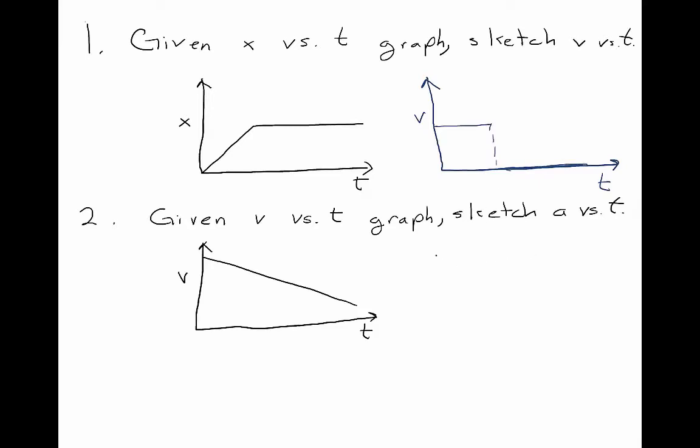Alright, for the second question, we're drawing the acceleration versus time graph. Alright, so how's this working? Well, actually, we're going to need the negative. Alright, so velocity is decreasing at a constant rate. So we need a constant horizontal negative value, because this is linear, so it's a constant acceleration, but it's negative because velocity is decreasing.